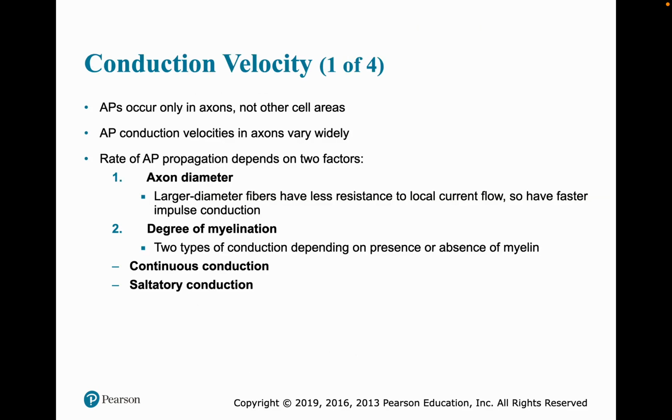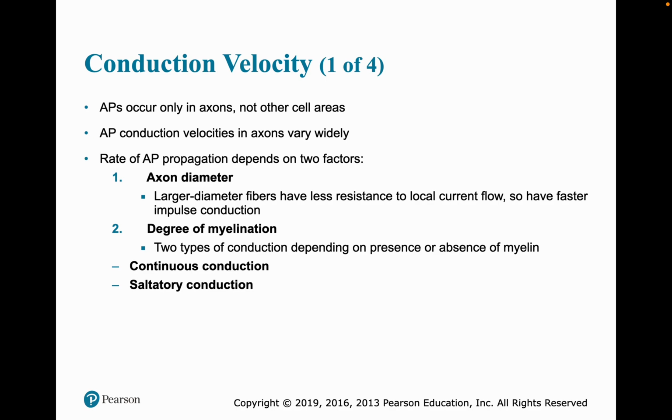Velocities, touched on in the video. Action potentials occur in axons and on other parts of the cell. Action potential conduction velocities vary. They vary based on the diameter of the axon and how much myelination there is. Large diameter fibers have less resistance to local current flow, so they have faster impulses.